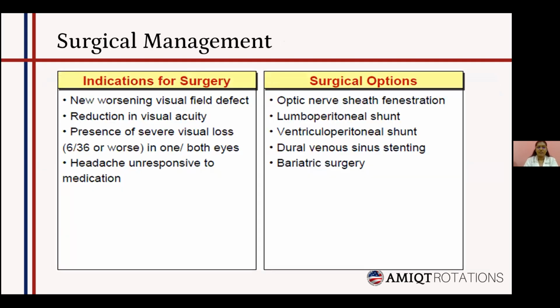Coming to the surgical management, when is a surgery indicated? When we find there is a new worsening visual field defect or severe reduction in visual acuity or a headache which is unresponsive to the medication. The surgical options we have are the optic nerve sheath fenestration surgery, lumboperitoneal shunt or a ventriculoperitoneal shunt, dural venous sinus stenting, and a bariatric surgery for weight reduction.